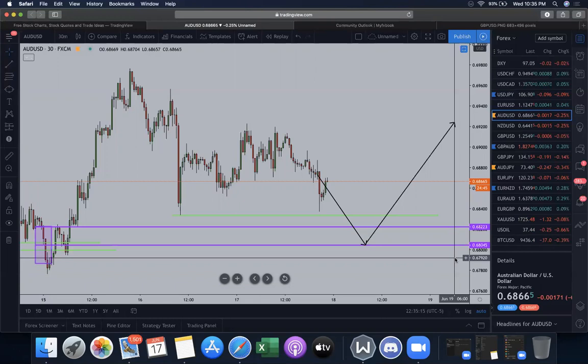Remember, they're always paired against each other. So if GBP is bullish and US dollar is bullish, then GJ will go up, UJ will go up, but GU will consolidate because they're both as strong as each other.